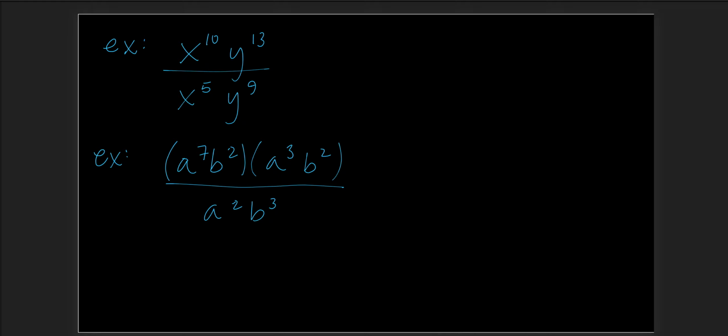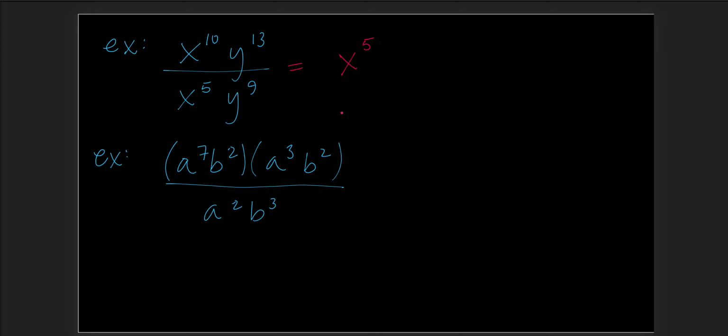Here's a couple other problems, and you can pause the video and try these if you want and see how you're understanding. So here we have the x's. We have to look at which bases are the same. So the x's here can be evaluated. So you have 10 on top, 5 on bottom. So you have 10 minus 5, which is 5.